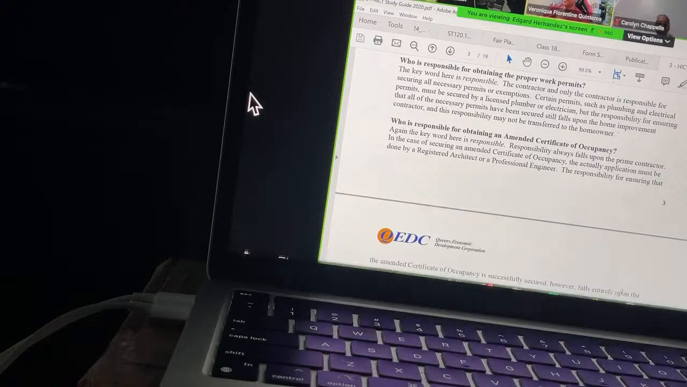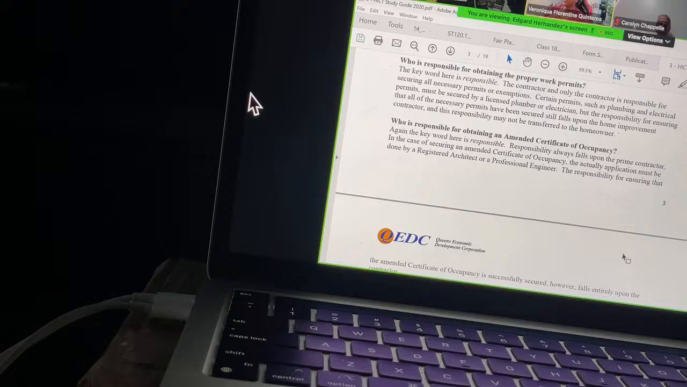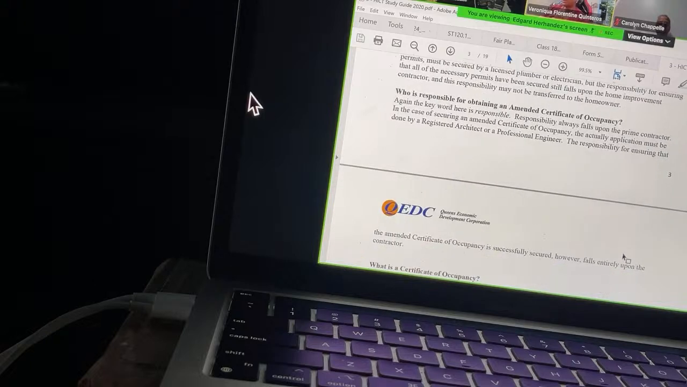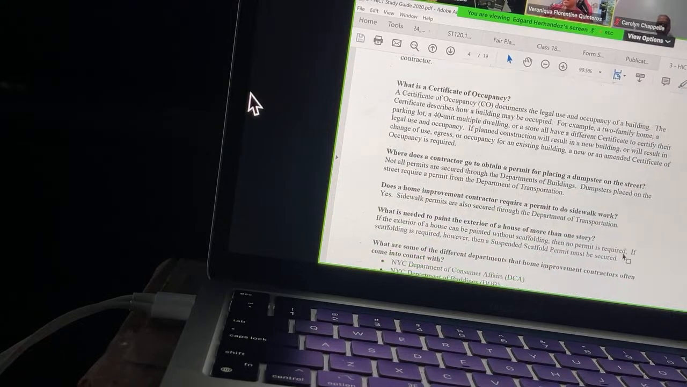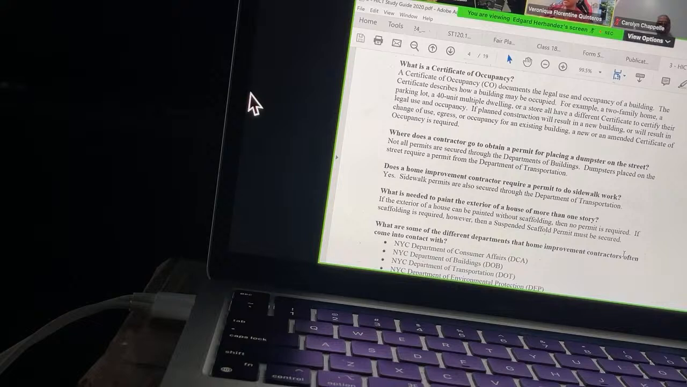What is a certificate of occupancy? A certificate of occupancy, CO, documents the legal use and occupancy of a building. The certificate describes how a building may be occupied. For example, a two-family home, a parking lot, a 40-unit multiple dwelling, or a store, all have different certificates to certify their legal use and occupancy. If planned construction will result in a new building or will result in change of use, egress, or occupancy for an existing building, a new or an amended certificate of occupancy is required.